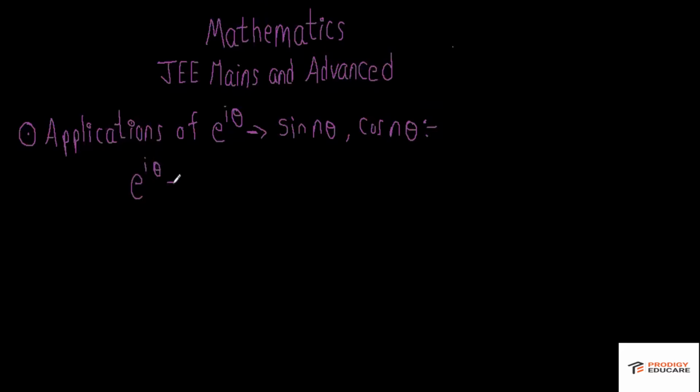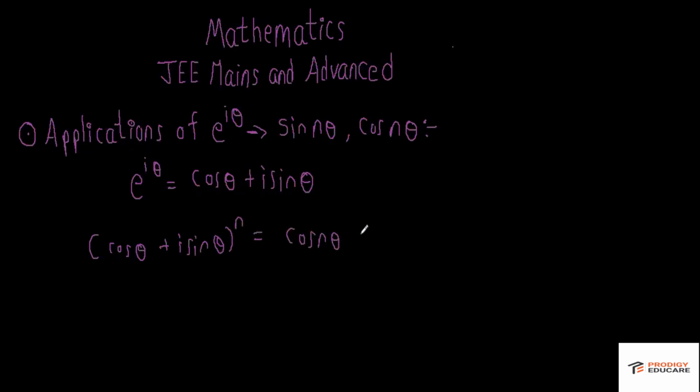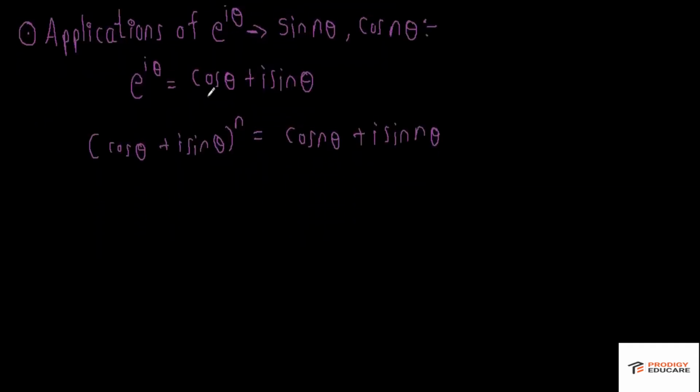e raised to i theta, we know it is cos theta plus i sin theta. A different form of this equation is known as de Moivre's theorem, and that I'm writing. That is simply (cos theta plus i sin theta) raised to n is equal to cos n theta plus i times sin n theta, where this is known as de Moivre's theorem. It can be easily proved from this, and they say that de Moivre actually used a different approach to prove it. That's why he got a name for this equation.